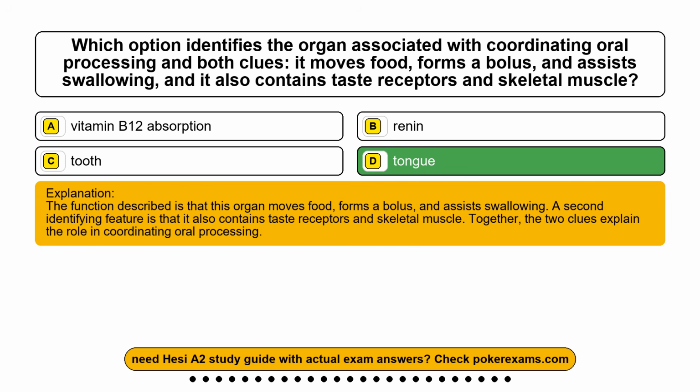The function described is that this organ moves food, forms a bolus, and assists swallowing. A second identifying feature is that it also contains taste receptors and skeletal muscle. Together, the two clues explain the role in coordinating oral processing.